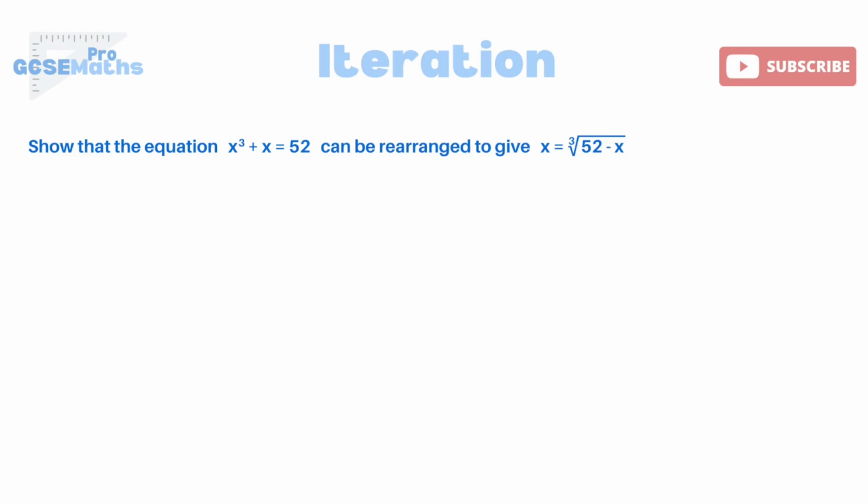Okay, this is exactly the same question, but it looks a little bit different now. So, show that the equation x cubed plus x equals 52 can be rearranged to give x is equal to the cube root of 52 minus x. So you can see here, this one I think is almost a little bit more obvious. They have actually cube rooted it, haven't they?